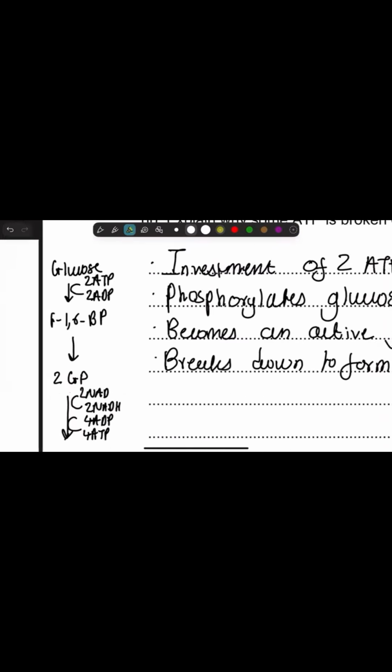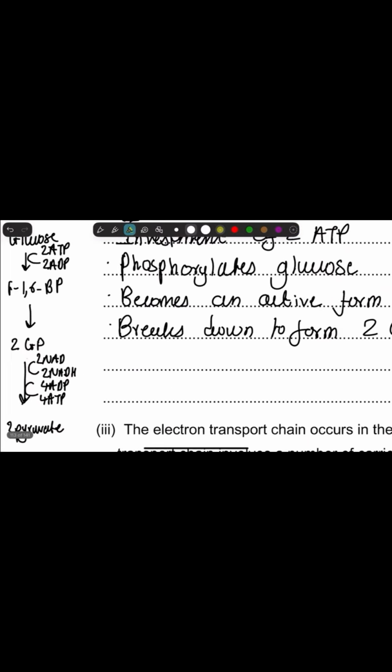Cool. Now, they said ATP is broken down in glycolysis. My first thought is glycolysis. What's that? We look here. Glycolysis, we have glucose. It gets phosphorylated to fructose 1,6-bisphosphate. That activates it. So glucose was initially inactive. Now it's active. That breaks down. You form your 2GP molecules. You have reduction of NAD. You have phosphorylation of ADP to form ATP, and you form your pyruvate.